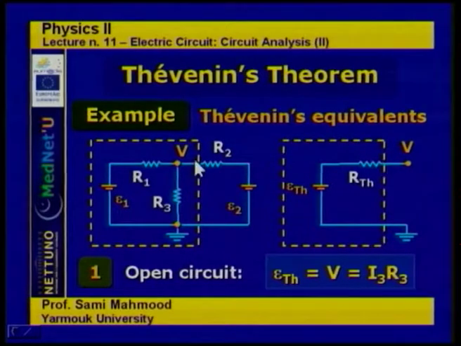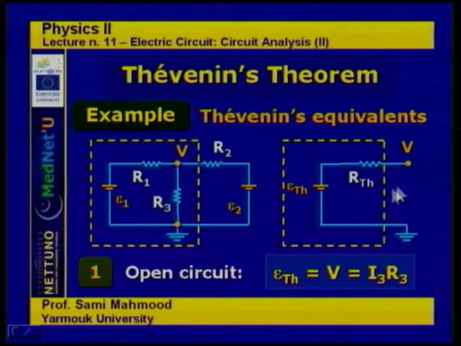If we apply this, the potential difference V between these 2 points, between this node and this node, in the open circuit, there is no current flowing outside the black box. That means the current is flowing in this loop, consisting of epsilon 1, R1, and R3. So in this case, V is equal to simply the potential across R3, which is I3 times R3.